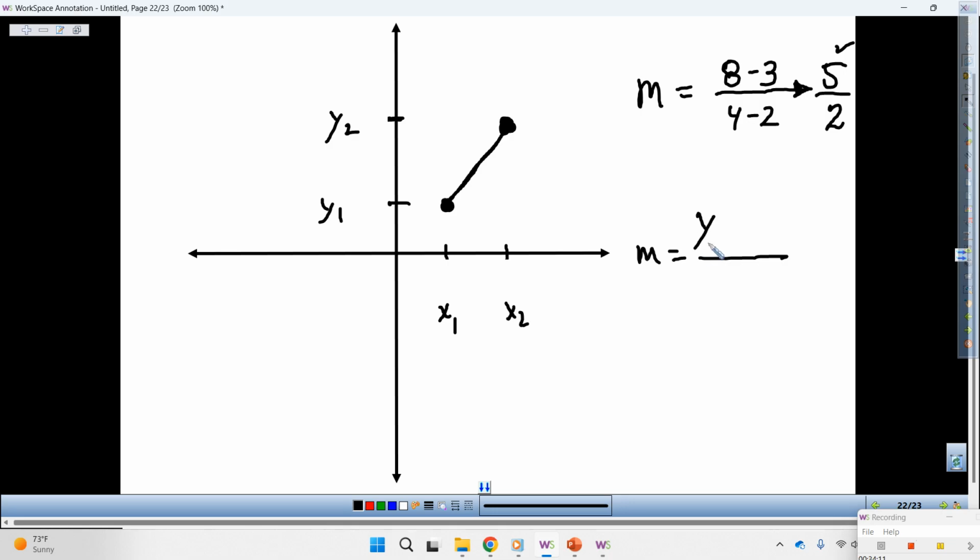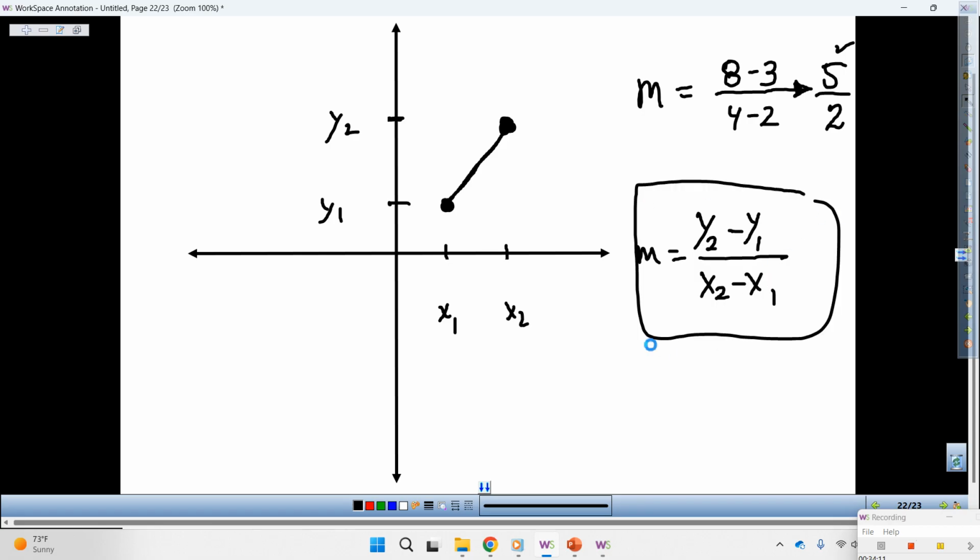y sub 2 minus y sub 1. That is correct. Write that in there. So since it's in a ratio, what would I write for the run? That is correct. Box that, and this is the slope formula.